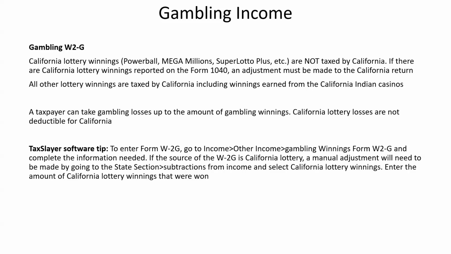So again, it depends. And that's why, as I mentioned before, when someone says I've won money, develop the fact pattern. Where did you win it? When did you win it? And what did you wager? And then that way, if they have a W-2G, then of course that's something you'll enter into the software and then make those adjustments if need be on your California return.